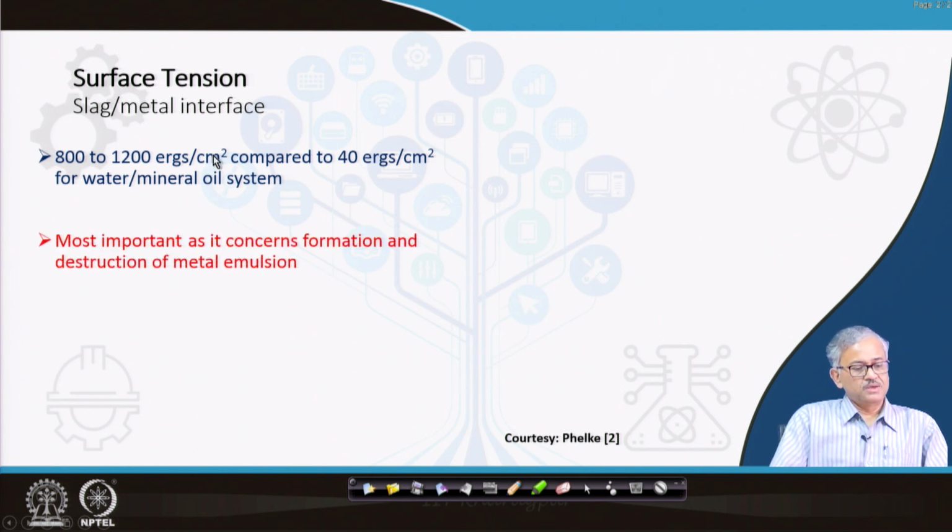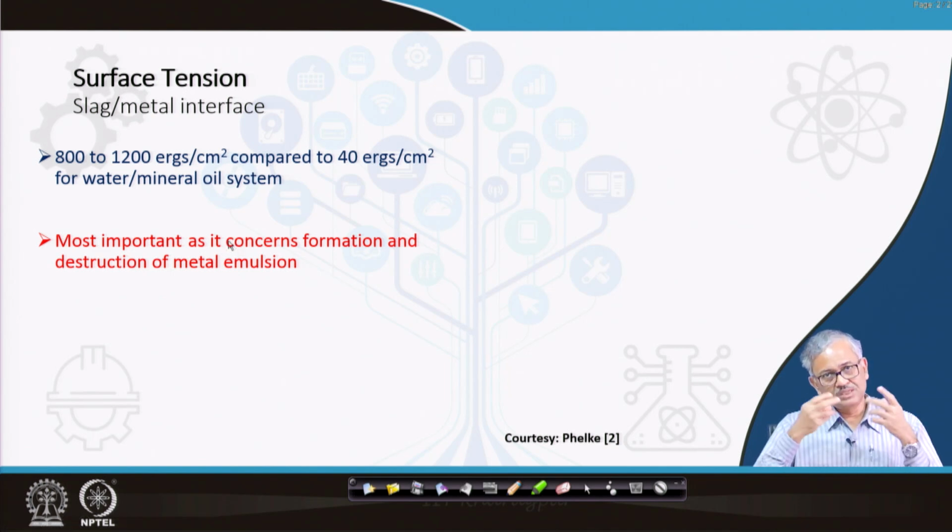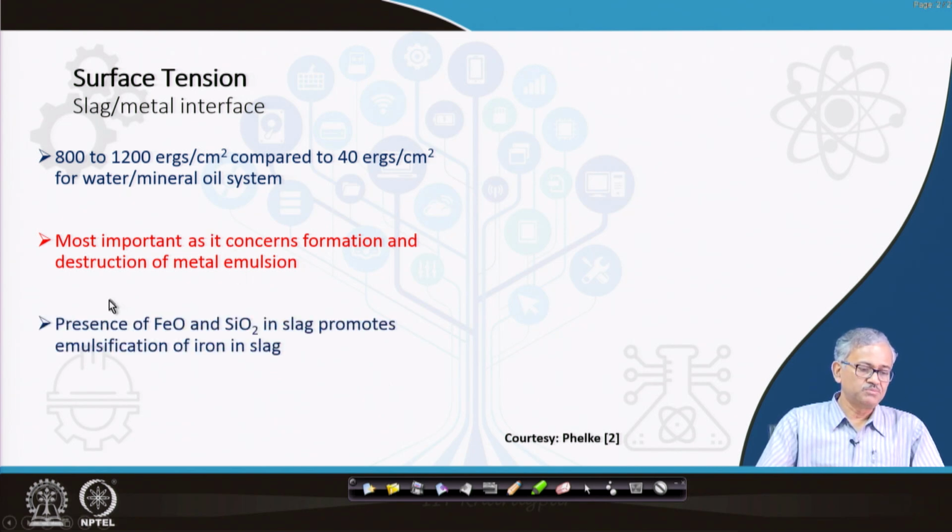So this is most important as it concerns the formation and destruction of metal emulsion. That is the most important thing, because if the surface tension at the slag metal interface is less, then you can easily generate the droplets, and again, if the surface tension is less, then the stability of the emulsion will also be higher. So the slag metal interface is very important.